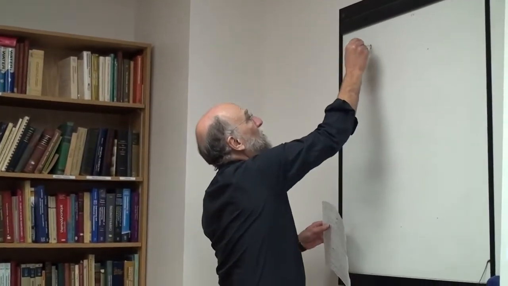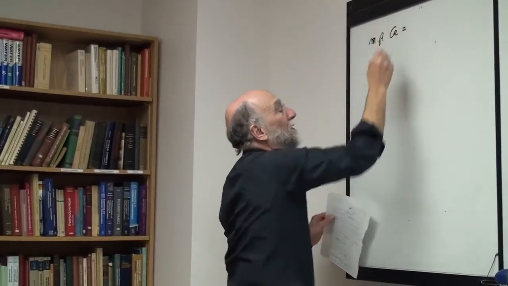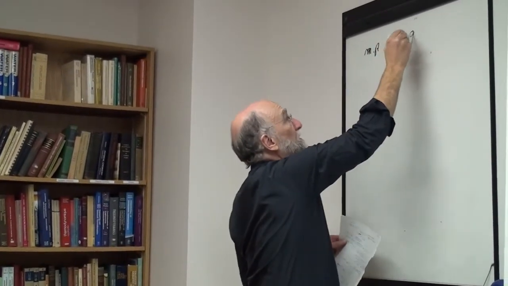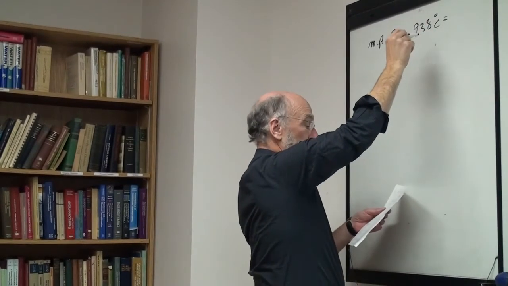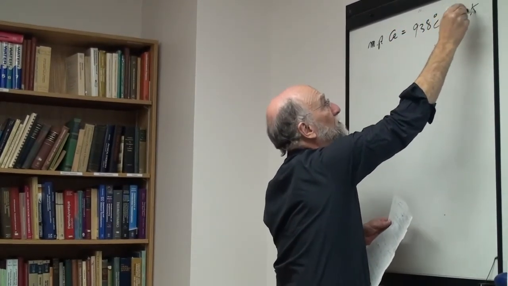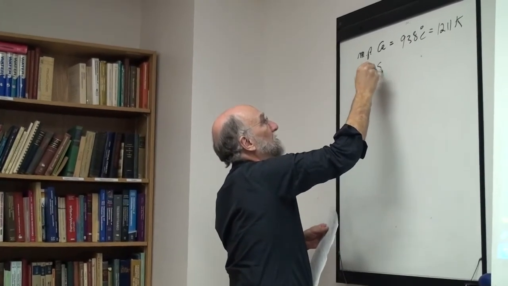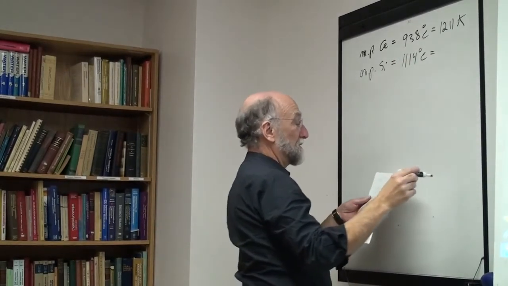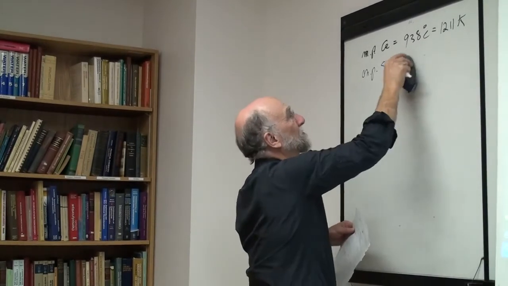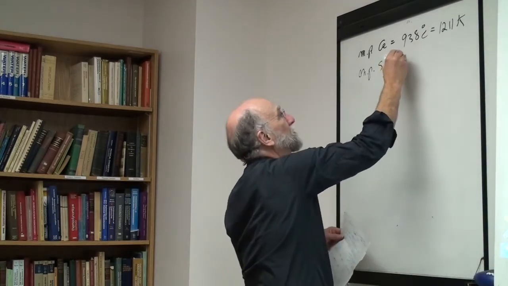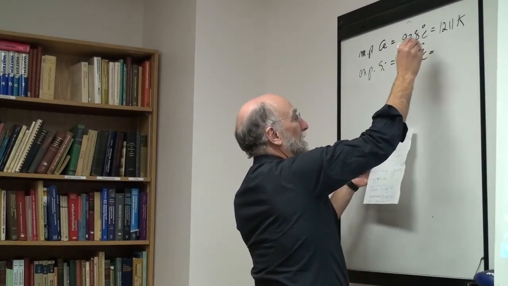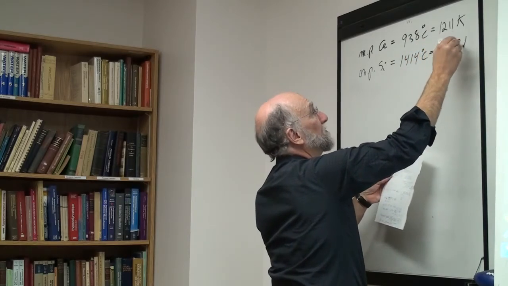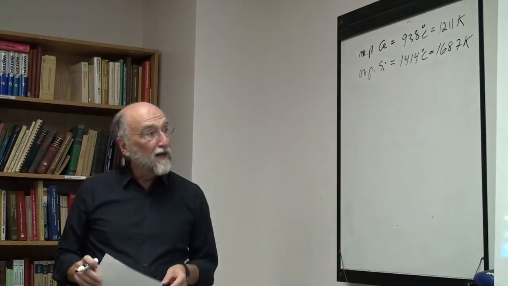So what we have here is I have to give you some data now. We have the melting point. The melting point of germanium is 938 degrees Celsius, which is equal to 1211 Kelvin. The melting point of silicon is 1414 Celsius, which is 1687 Kelvin. And we've got to get the Gibbs energy of fusion.